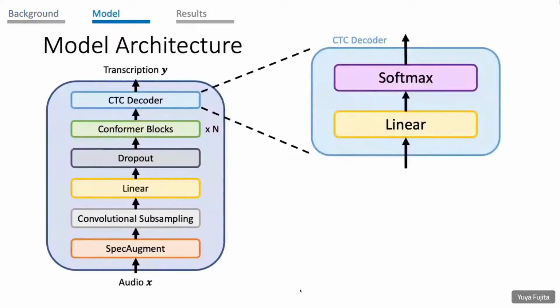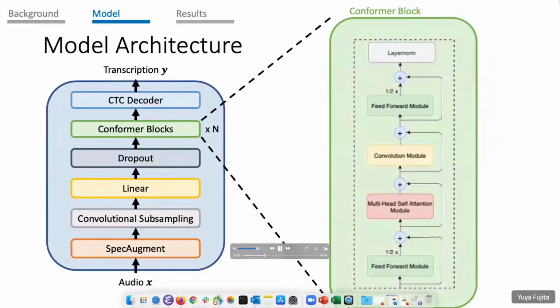Our model architecture consists of a conformer encoder followed by a CTC decoder, which consists of a linear layer and softmax layer. The conformer encoder consists of a series of conformer blocks which have feed-forward, convolution, and attention modules that are attached to a layer normalization at the end.